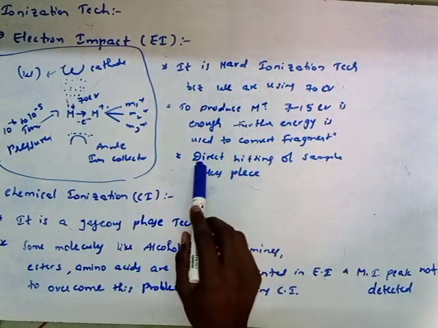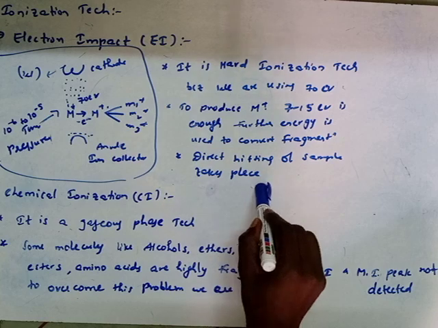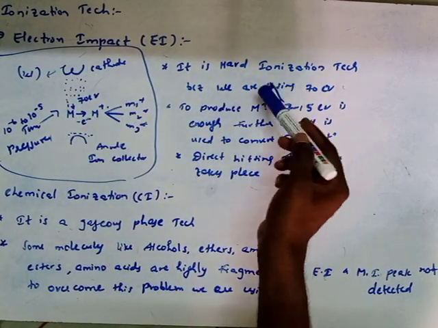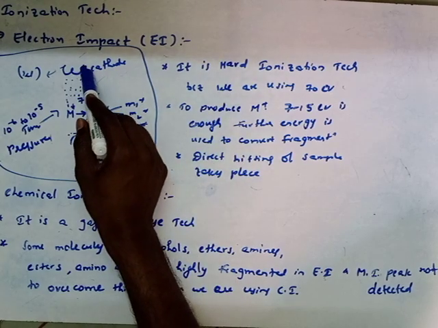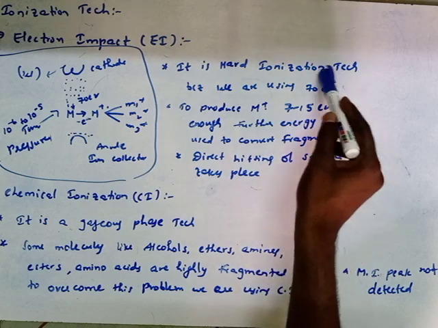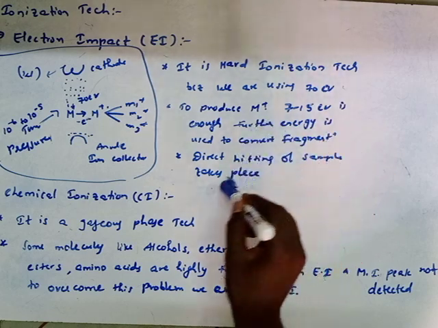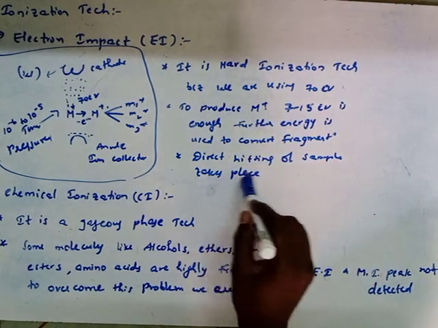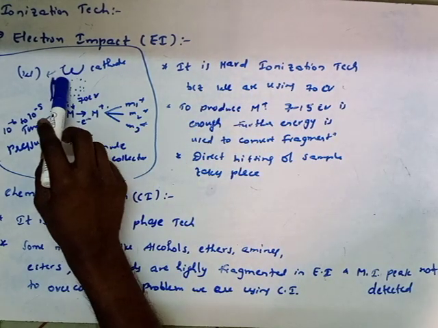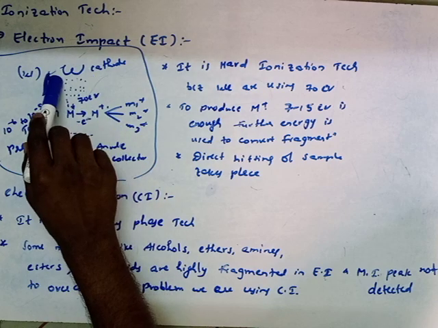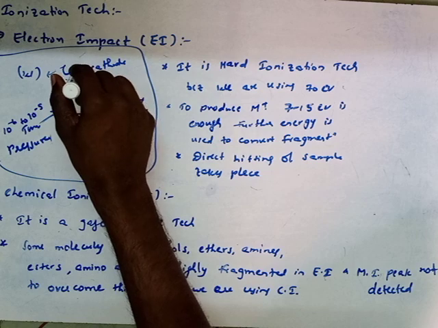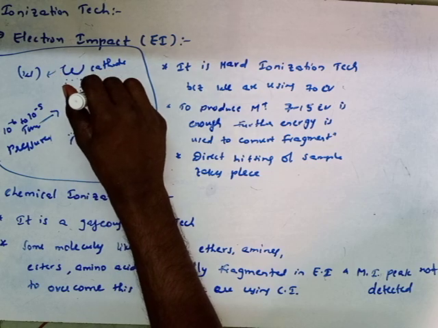Why? Because here direct heating of the sample takes place. We are using a high electron bombardment source, that is 70 electron volt, and this 70 electron volt directly hits the sample and converts it into the molecular ion. That means here we are using a tungsten filament, and its electrode potential difference is 70 electron volt.